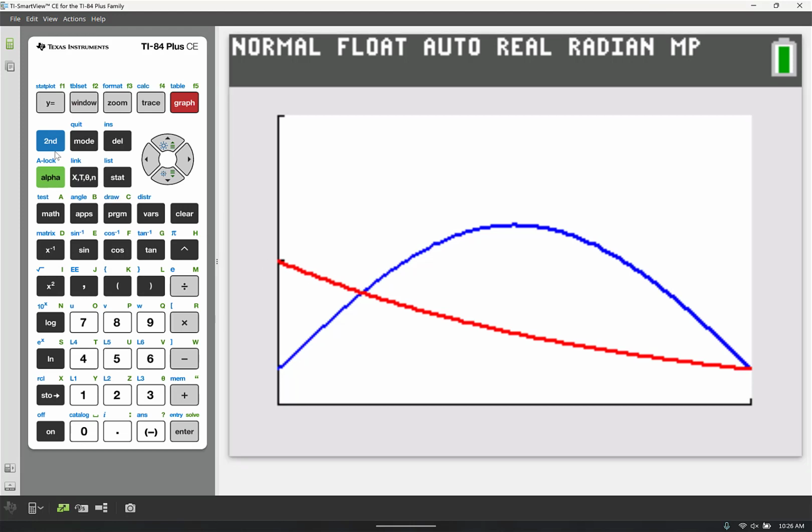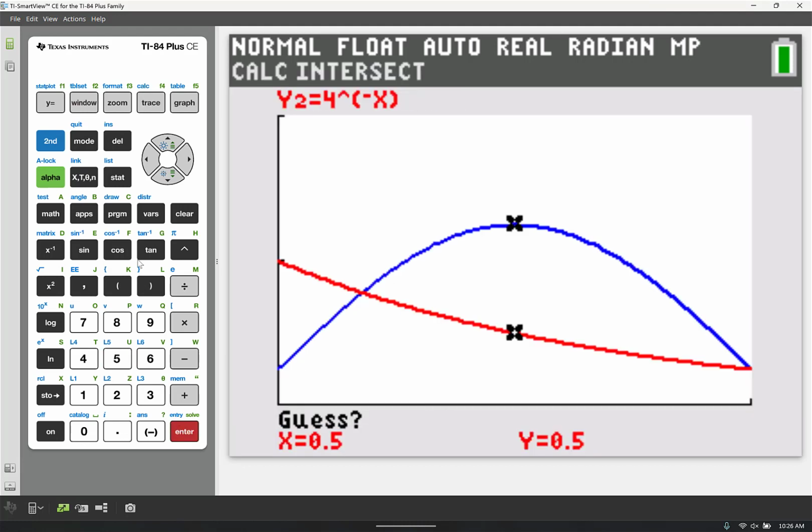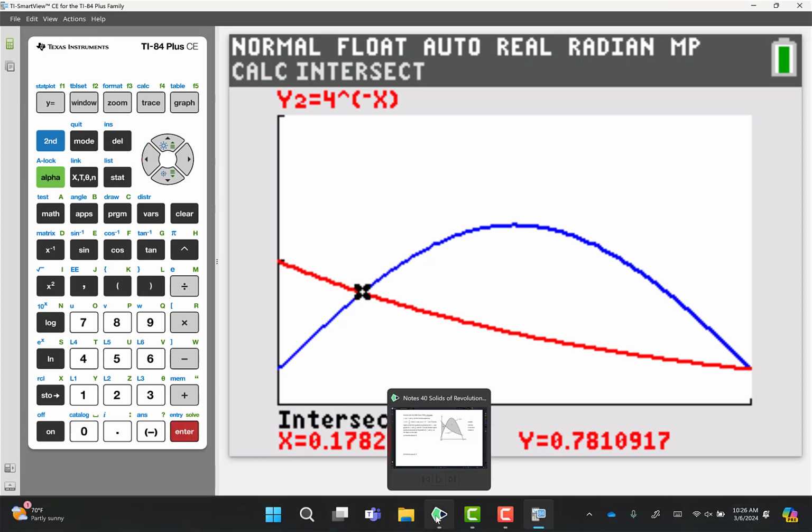All right, let's find that intersection. Second, calculate, number 5, enter, enter. And I want this one way over here. I might have to get the other one too. Let's see. And I got 0.178218. Is that what you guys got?